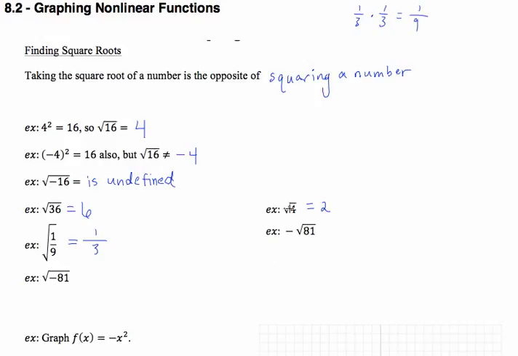Now this one's interesting, you have the negative of the square root of 81. The negative is really just out here in front of the square root, so it just hangs along. It's not the square root of negative 81, it's the negative of the square root of 81. Well, the square root of 81 is 9, so this is negative 9. And the square root of negative 81, that is undefined because you can't take the square root of a negative number. So I hope that cleared up any confusion you may have had about square roots.